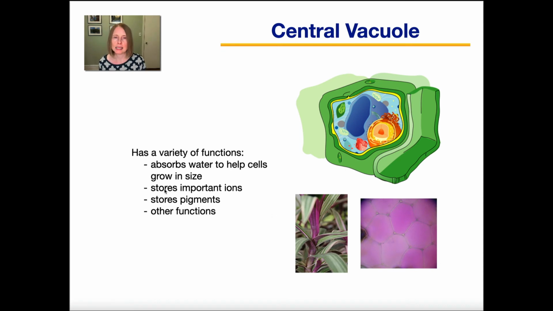In some plant cells, the central vacuole also stores important ions that have important biological functions. Some plant cells use the vacuole to store pigments, such as this plant that has this nice purple stem. You can see a microscope image of the cells. They're storing this purple pigment inside the central vacuole. And there's a variety of other functions that I will not go into.